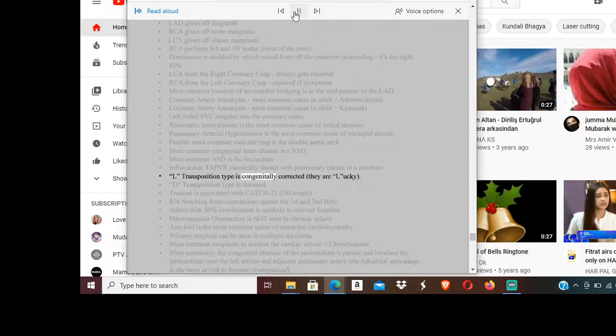L transposition type is congenitally corrected. They are L-ucky. D transposition type is doomed. Truncus is associated with Catch-22, DiGeorge. Rib notching from coarctation spares the first and second ribs. Infarct with greater than 50% involvement is unlikely to recover function. Microvascular obstruction is not seen in chronic infarct.